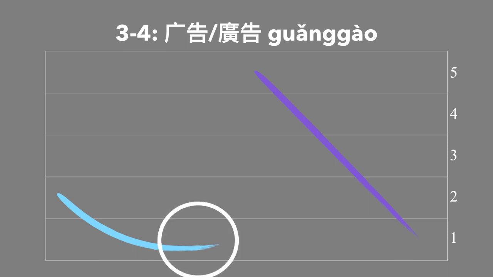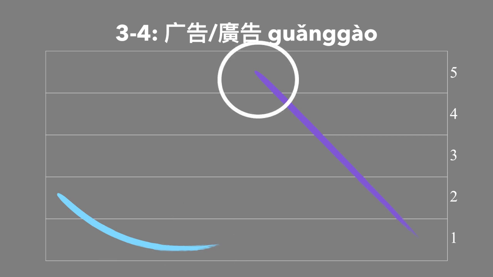Another thing to keep in mind is that you need to make sure that you get high enough for the beginning of the fourth tone. It should be considerably higher than the third tone.